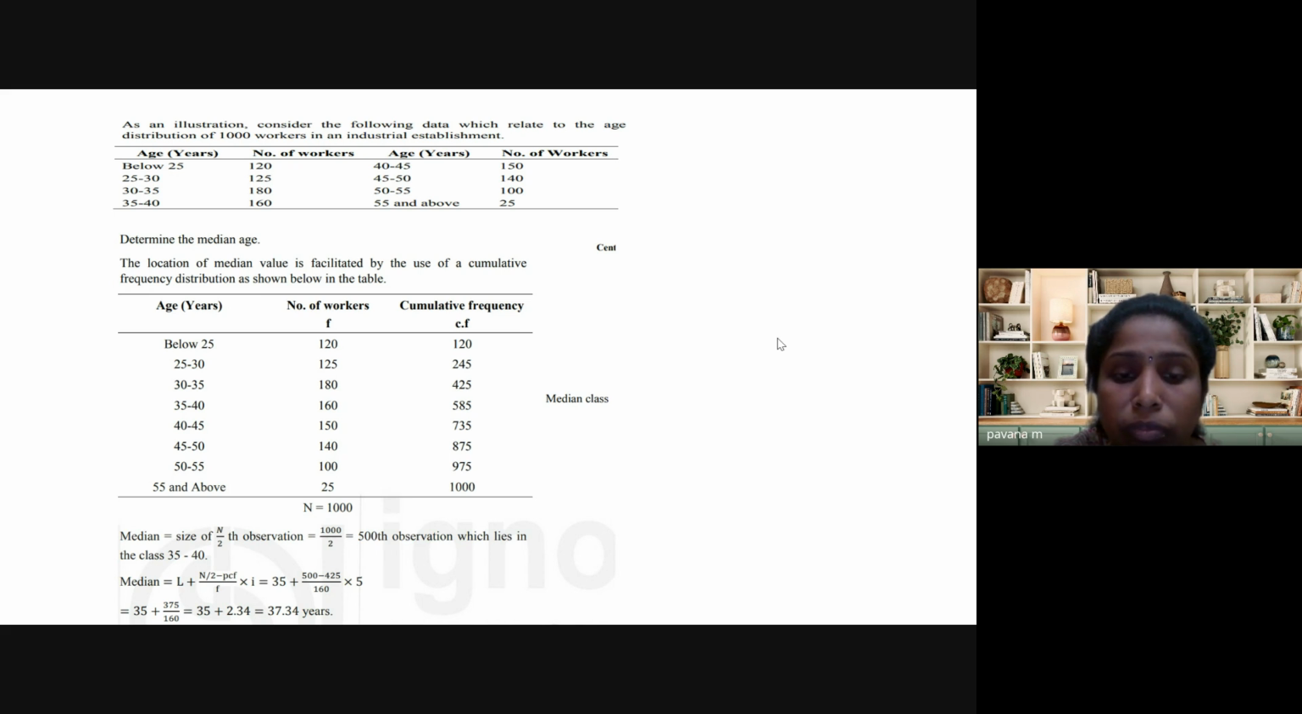The frequency for the 35 to 40 class interval in the frequency table is 160, so f is 160. Then you multiply by i, because the class gap is 25 to 30, 30 to 35, 35 to 40, which means the class interval is 5, so i is equal to 5. If you calculate with these values, you will get 37.34 years. That is the median age of that particular data.